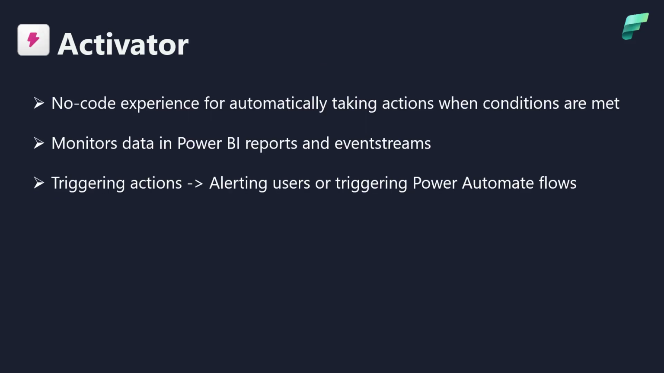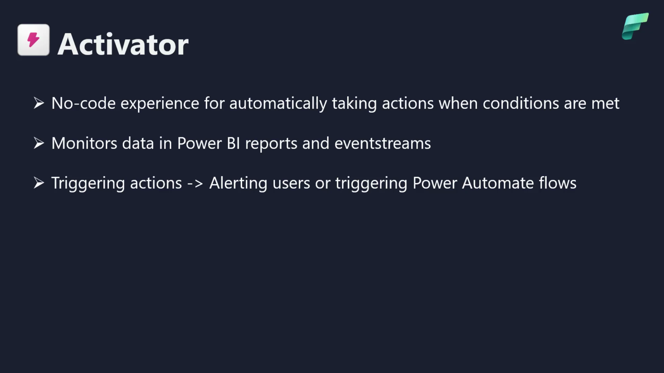Let's spend some time trying to explain the Activator experience. It's a no-code experience for automatically taking actions when certain conditions in your data are met. Activator monitors data in Power BI reports and event streams, and if the condition is met, it will trigger a certain action. Action can be sending an email through Outlook or sending a message through Microsoft Teams, all the way to triggering Power Automate flows.